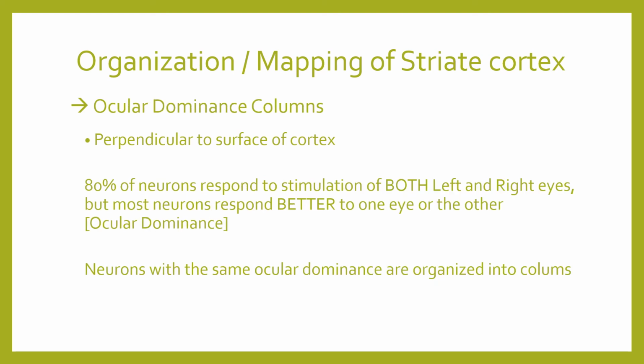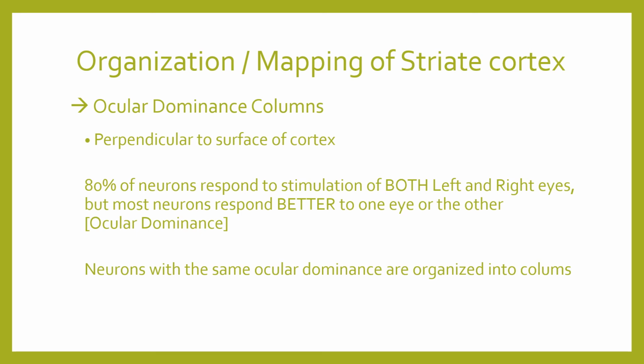And the last kind of column that I'm going to talk about at all is the ocular dominance columns. So again, going perpendicular to the surface of the cortex. If we go in, we see, well, first of all, we see that 80% of neurons really respond to stimulation of both the left and right eyes, but most of our neurons respond better to one eye or the other. So we have these neurons that have an ocular dominance.